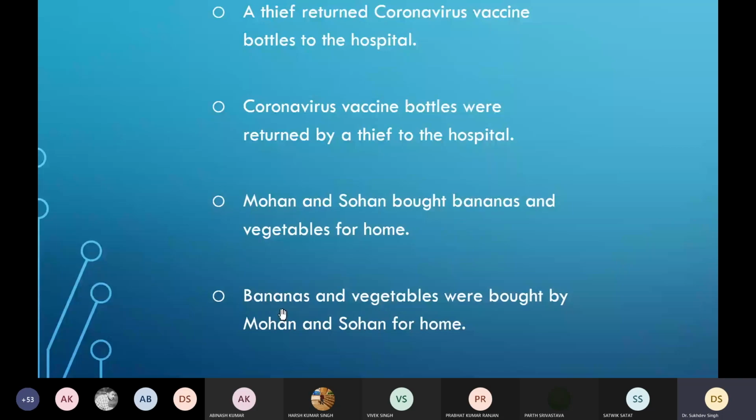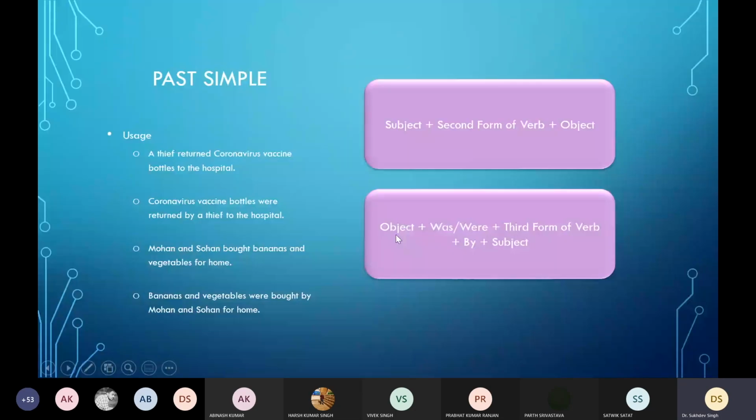We will lift up the object from the first sentence, bananas and vegetables. So we fix over here in the beginning, bananas and vegetables. Because they are plural, that's why we added were, and after that, bought, the object, Mohan and Sohan, and the rest for home will remain the same. Now see the rule: subject plus second form of verb plus object, and then passive voice. Object will come first, then was, were, depending on the plurality or singularity of object, and then third form of verb, then by, and then subject.